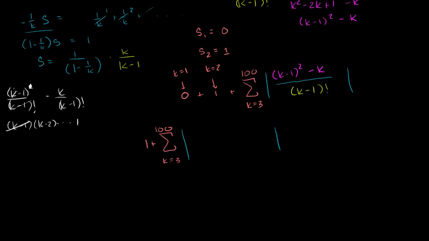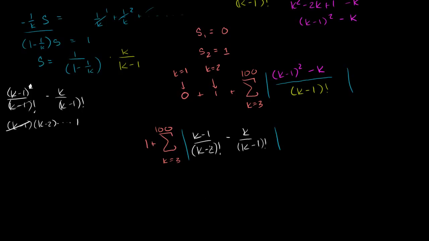So this first term over here simplifies to k minus 1 in the numerator over, we don't have k minus 1 factorial anymore. We now have k minus 2 times k minus 3 all the way down. So now this is k minus 2 factorial. And this is still minus k over k minus 1 factorial. And this looks pretty interesting now. It looks like a pattern might emerge.